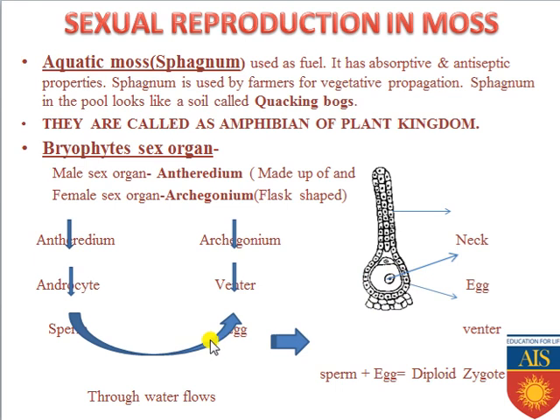When this sperm and egg fertilize, they form the diploid zygote. Keep it in your mind, the sperm produced from the antheridium will pass through the water and reach the egg, and only after that do the sperm and egg fertilize with each other and form the diploid zygote. So this is overall the sex organs present in the bryophytes.